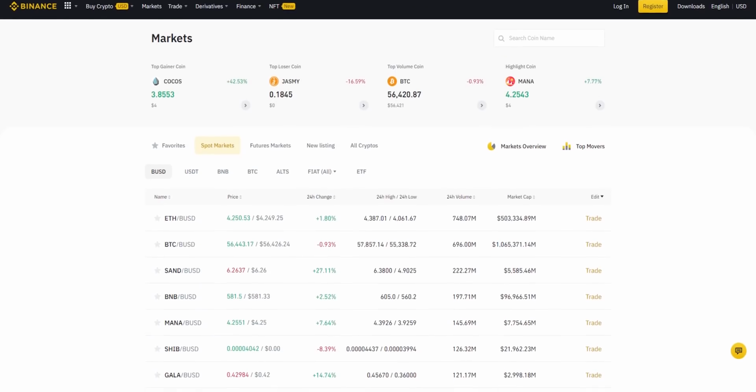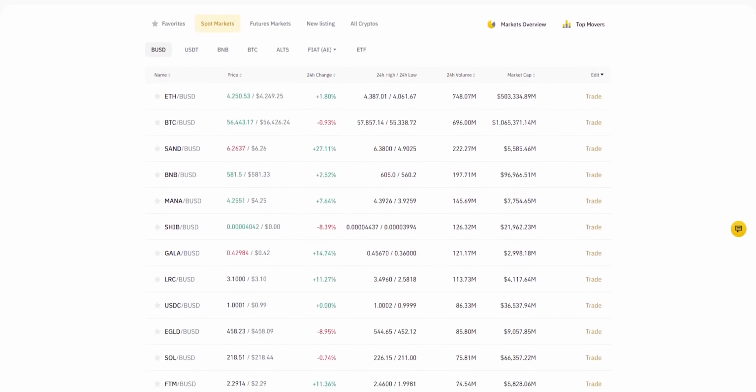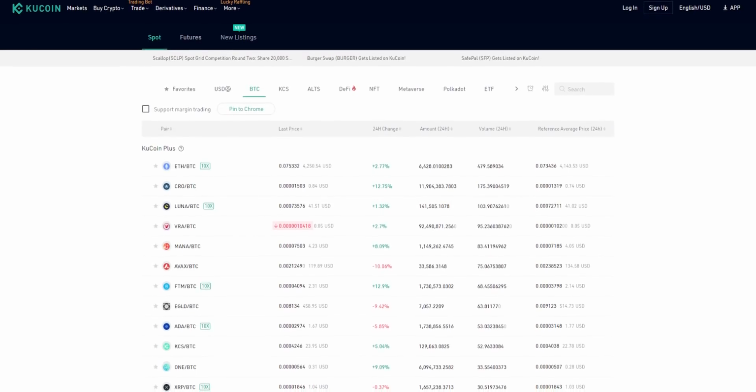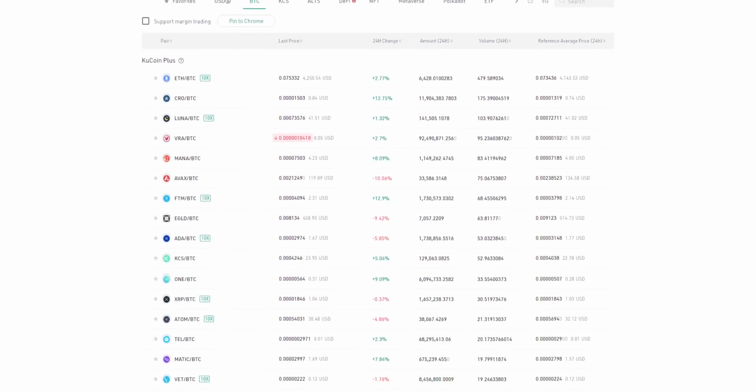Coming to asset support, they do actually both support more tokens than most other exchanges. So if you're looking to invest in some smaller tokens that you can't find on Coinbase or Kraken, you'll probably find them on these two.